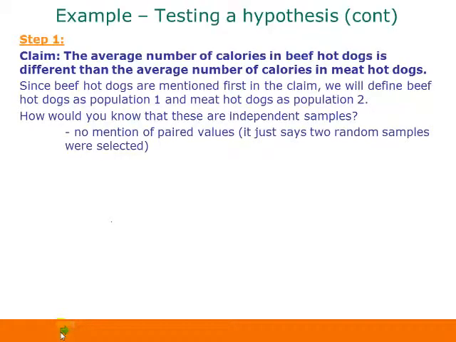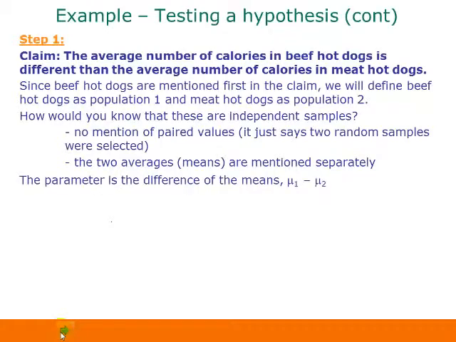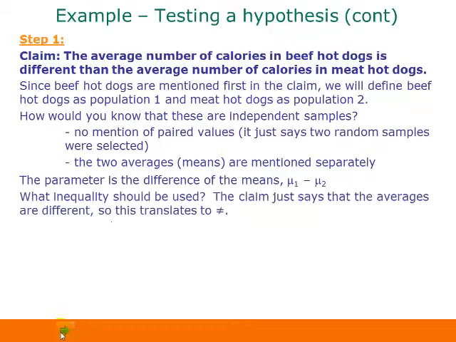There's no mention of paired values. It just says there are 2 random samples that were selected. And the 2 averages are mentioned separately. So our parameter is the difference of the means, mu sub 1 minus mu sub 2.